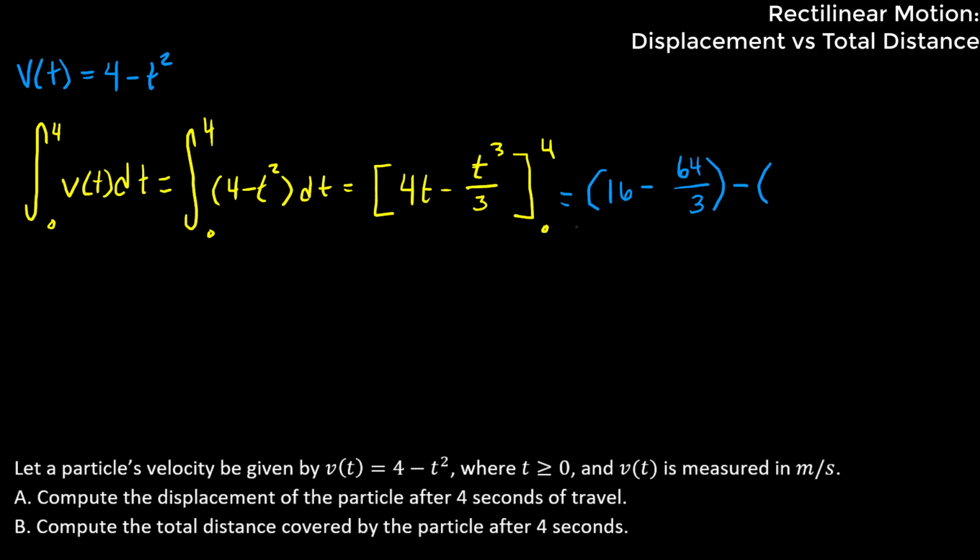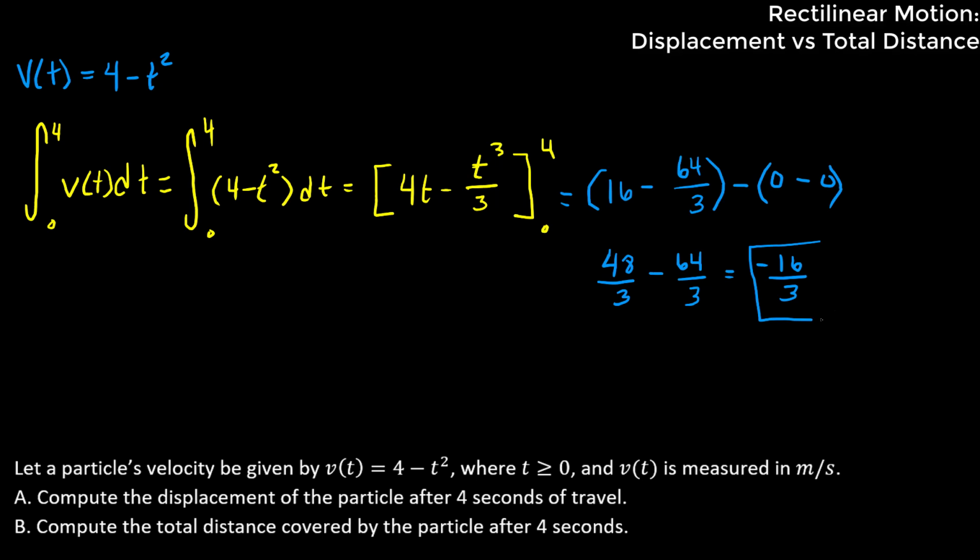Then we're going to subtract the 0 portion. If we subtract 0, we're going to have 4t, so that's going to be 0, minus 0, that's just going to be 0. Boom. So then our answer is just going to be 16 minus 64 over 3. We can convert 16 to 48 over 3, minus 64 over 3. And we see that there's a difference of 16 in there. And so with that difference of 16, this is going to give us negative 16 over 3. And look at that. Our displacement is negative.